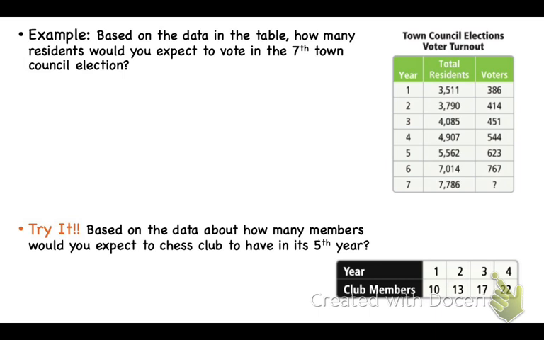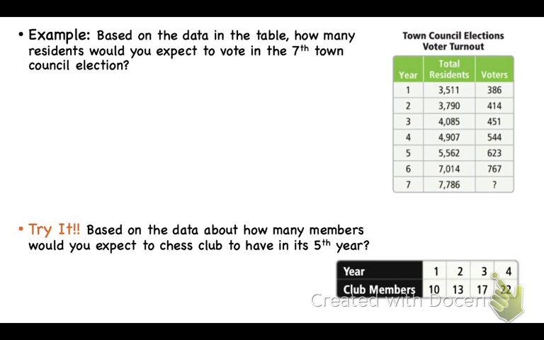Based on the data on this table, how many residents would you expect to vote in the 7th town council election? The first year we had 3,500 residents, 386 voted. I want you to pay attention up here. Year 2, there's 3,790 people, only 414 voted. Year 3, I have 4,500.